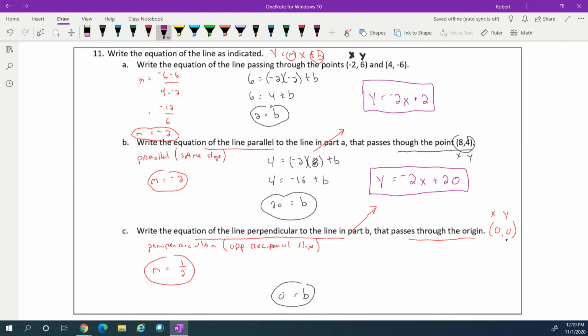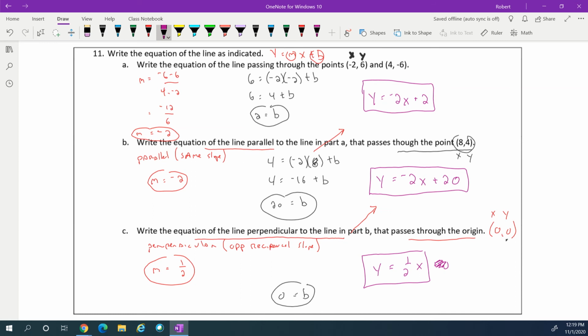And again, we know that. And we're going to write the equation. Y equals 1/2 x plus b. But we would never show plus 0, right? We're not going to leave it as a plus 0. But whatever the number is, that's what we have.